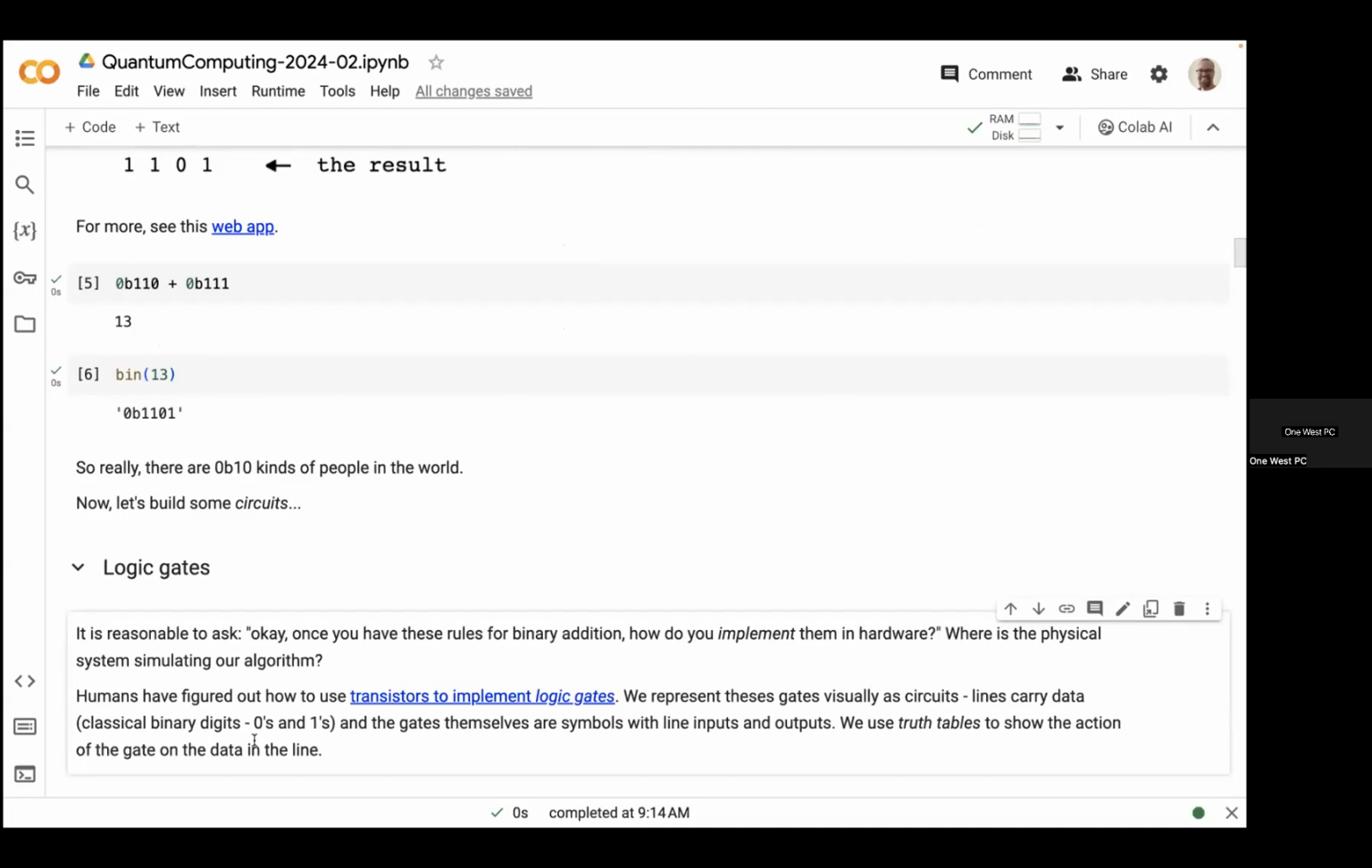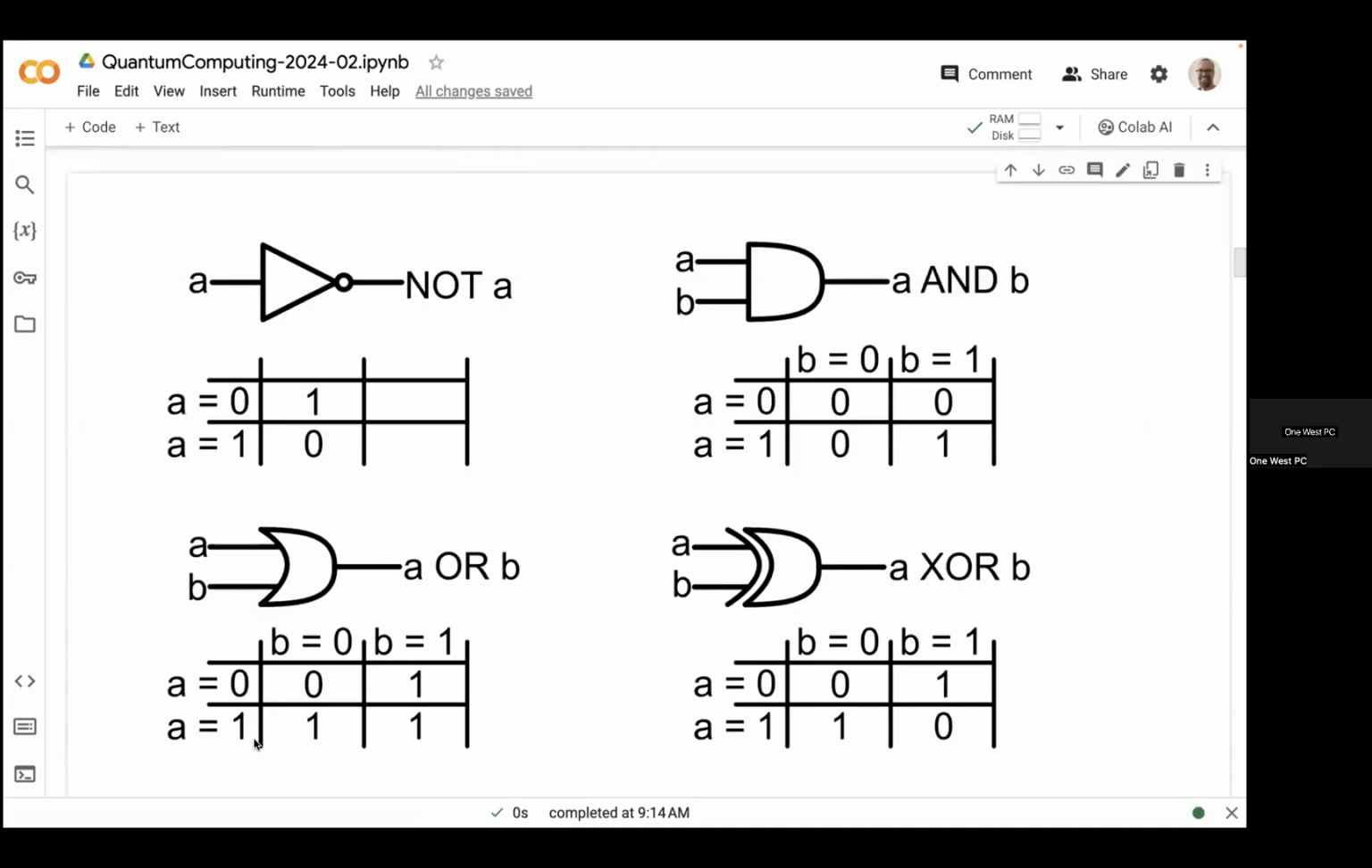And they're very fast. And we can represent those gates visually. We can reason about them using circuits where lines carry data. And gates are these little nexuses, or little vertices, where interactions happen. And then we can use truth tables to show what happens inside of a circuit. So here are some classic circuits.